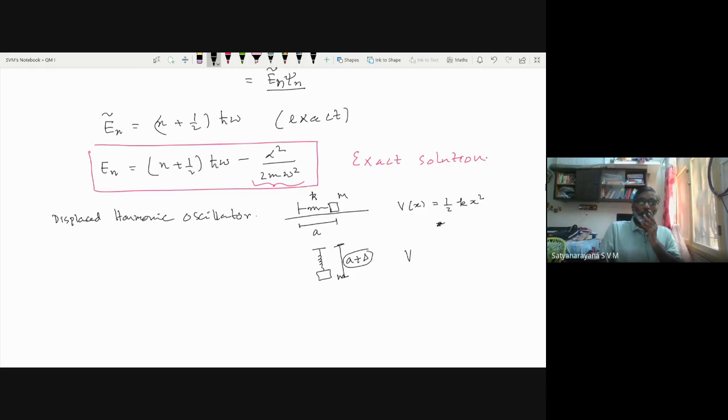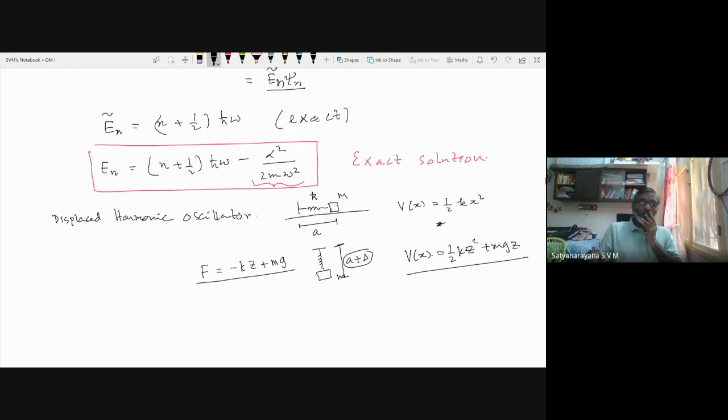Because what happens in this case is your force will have minus k z, imagine this is the z direction, plus some mg. So there is a gravitational force also. Because of that, in the potential, V of x will be equal to half k z square plus m g times z. The potential energy will be there. So because of this, this is exactly like a linear perturbation.